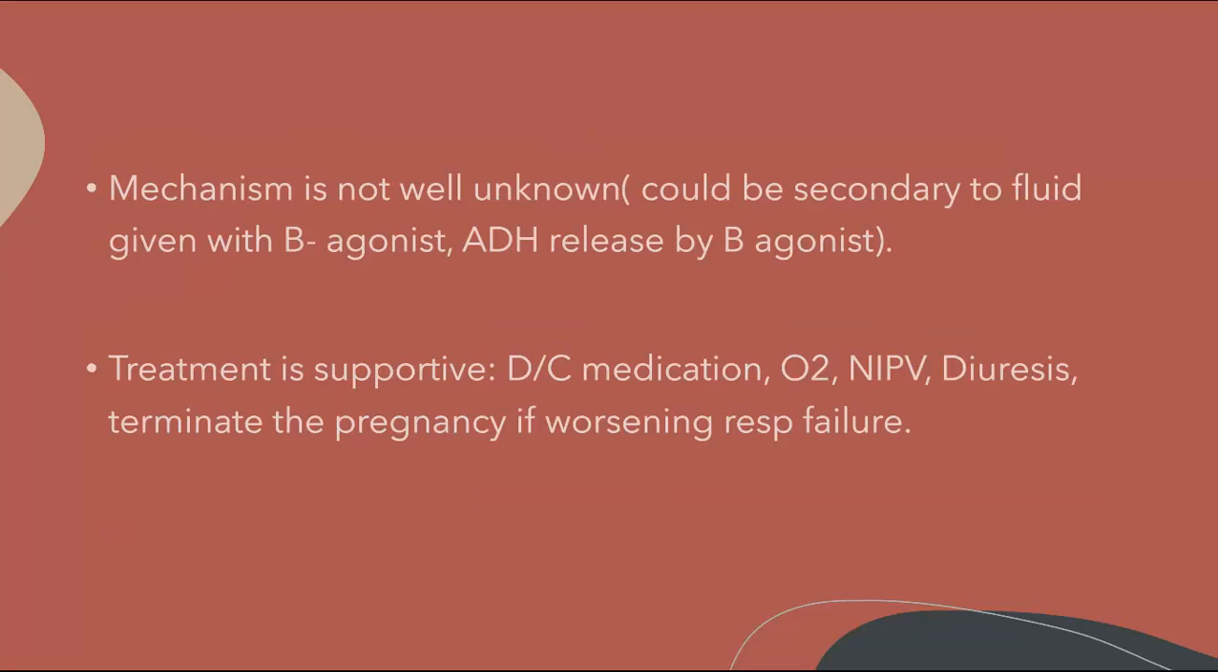So the mechanism is not well known. Some said it's because, for example, beta agonists release ADH and cause pulmonary edema, and there is also some debate about whether fluid given with the medication can cause that, but there is no clear mechanism explaining tocolytic induced pulmonary edema. Treatment is the same: discontinue medications, oxygen support, non-invasive pressure ventilation, diuresis, and if the patient continues to have worsening respiratory failure, then you have to terminate the pregnancy.